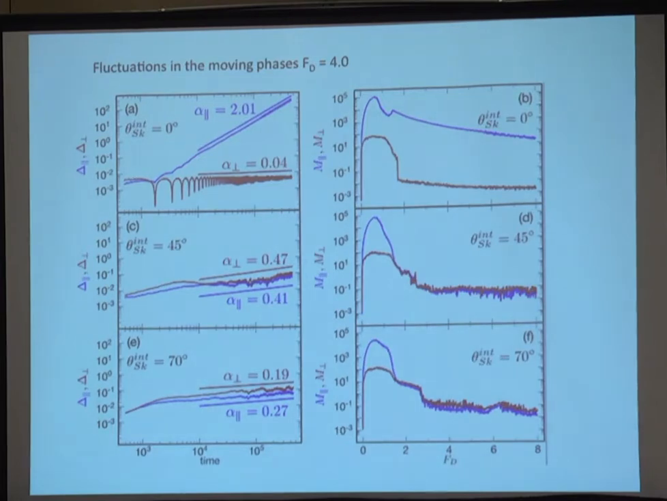So if you go to the moving frame and you try to measure the displacements of the particles in the direction parallel to the drive and perpendicular to the drive, at zero intrinsic Hall angle, the overdamped case, you essentially get 1D liquid-like behavior. So you have diffusion in the direction of drive, but not perpendicular. But in the skyrmion case, you really go to a moving crystal phase where you have only subdiffusion or no diffusion at all in the moving states.